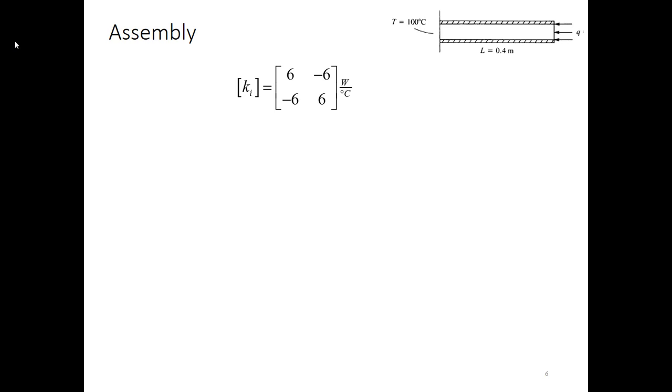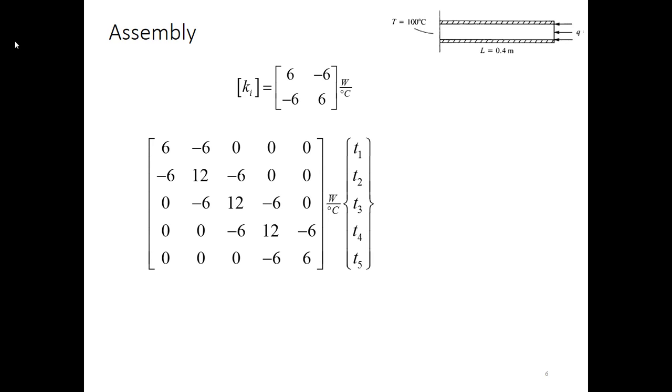Now that I have my element conduction matrices, I can put them together and get my global conduction matrix. So again, every element has this same conduction matrix. To put it together, I'm going to get a global conduction matrix that looks like this. How did I get there? Well, it's a matter of stacking these up.